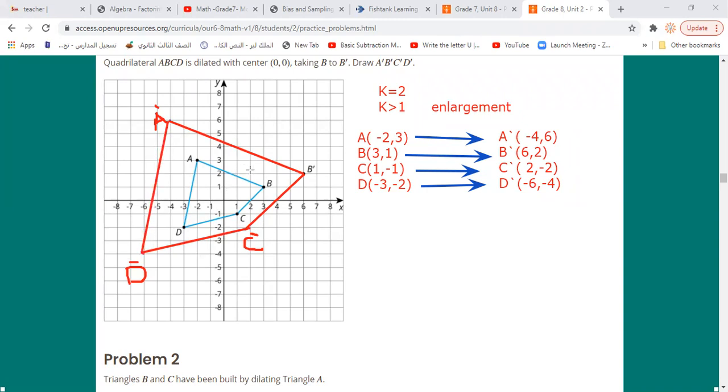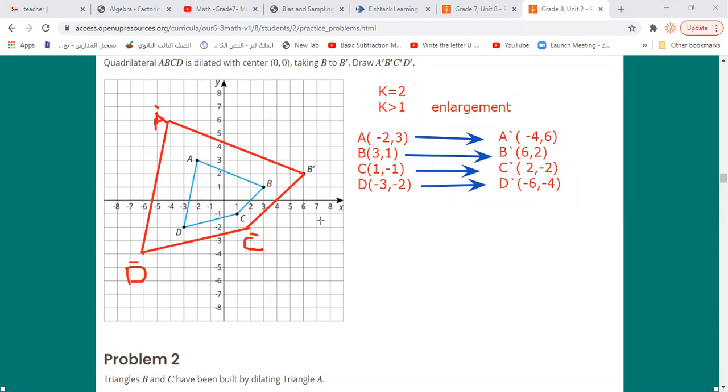Miss, how did you get mine? Who? Lujaina. Lujaina? No. Where did you send it, Lujaina? On WhatsApp. I will send it again.